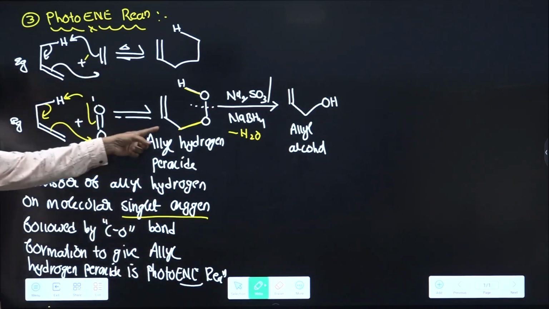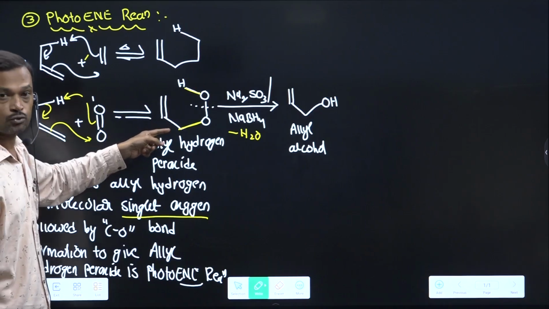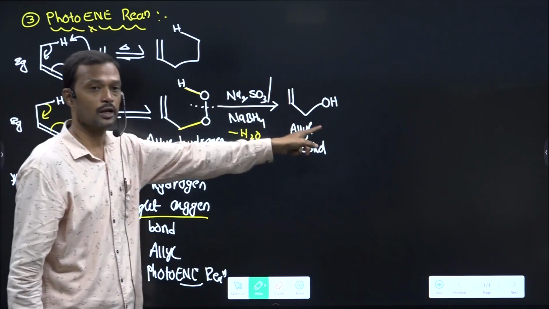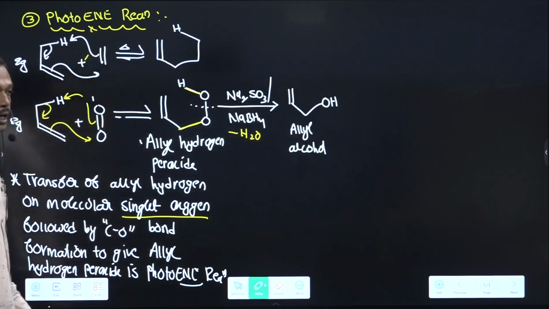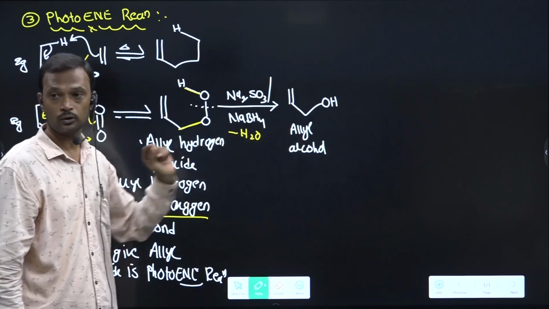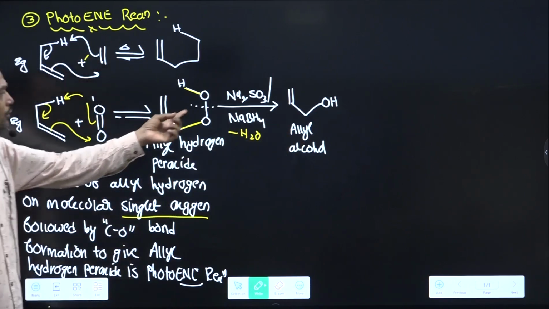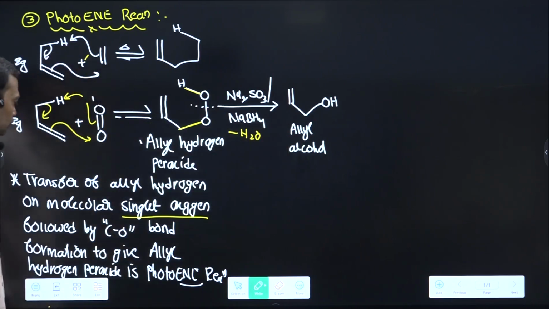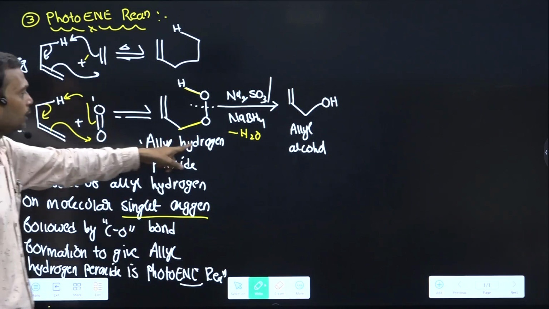Up to here it is the ene reaction, Photo-ene. From there onwards it is a reduction reaction: reduction of alkyl hydrogen peroxide to give the corresponding allyl alcohol. So from year to year, questions are coming. Transfer of allyl hydrogen on molecular singlet oxygen followed by CO bond formation to give allyl hydrogen peroxide is the Photo-ene reaction. In Photo-ene reaction, what is the answer? Allyl hydrogen peroxide.